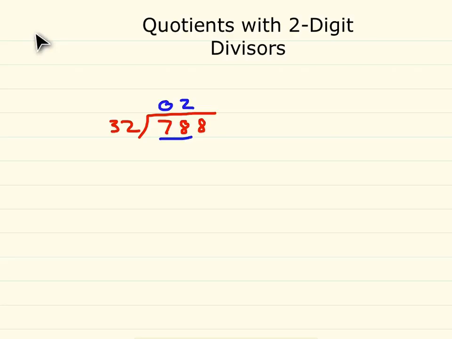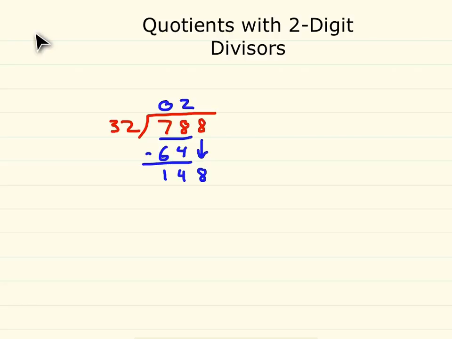As we already said, 2 times 32 is 64. Subtract, and 78 minus 64 is 14. Even though 14 is a fairly large difference, it's still good because it's less than our divisor of 32. Next, bring down your 8. And now we have a fairly hard division problem. How many times does 32 go into 148?